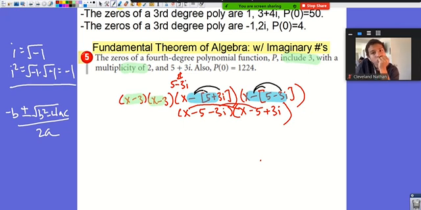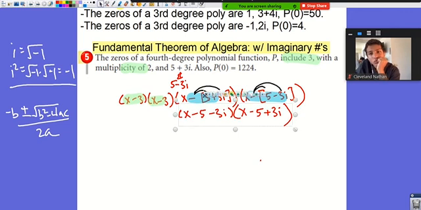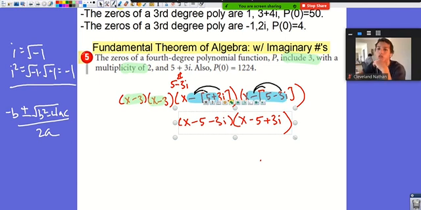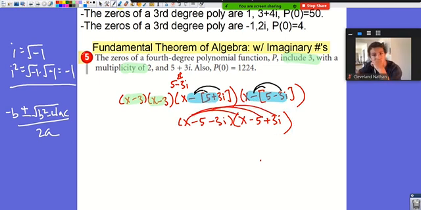Let's see if I can move some stuff here. I want to create a little bit more space. Oh, perfect. Now I'm going to go red, red, red, green, green, green, and blue, blue, blue.